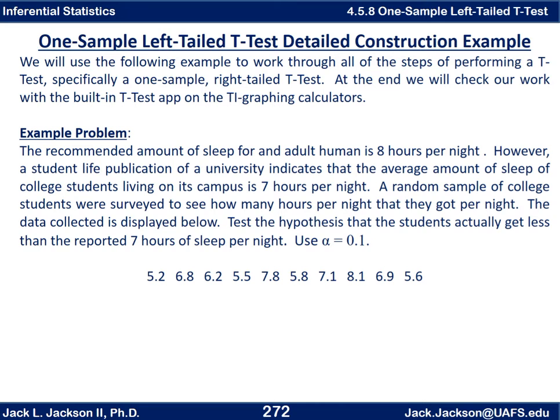So the recommended amount of sleep for an adult human is 8 hours per night. However, a student life publication of a university indicates that the average amount of sleep for college students living on its campus is 7 hours per night. A random sample of college students were surveyed to see how many hours of sleep they got per night.